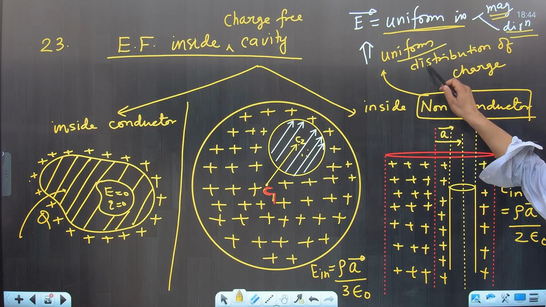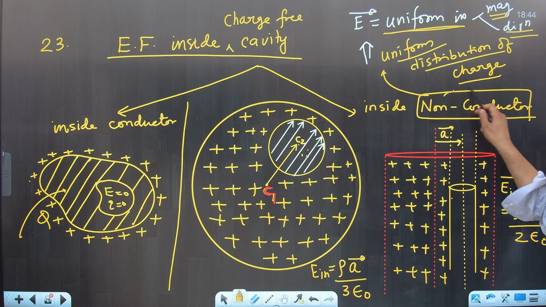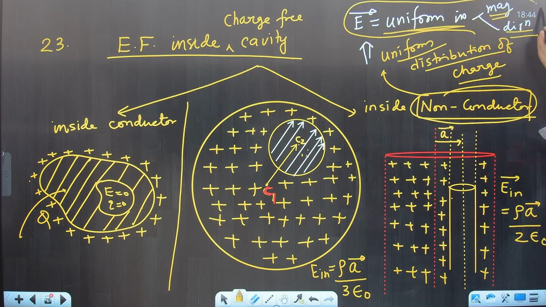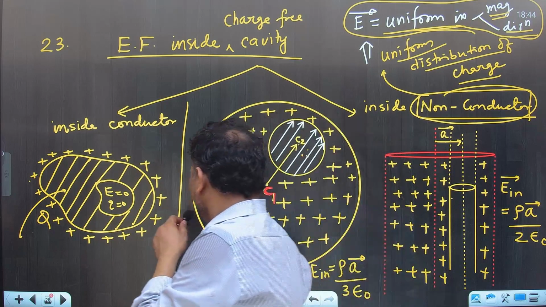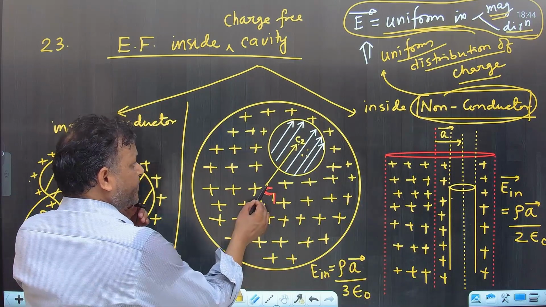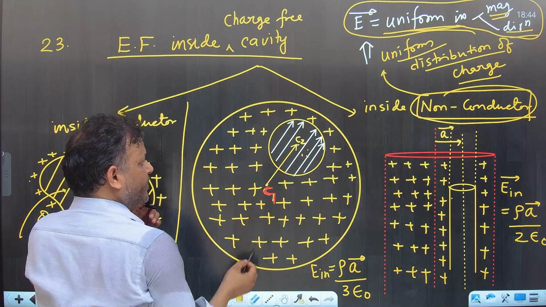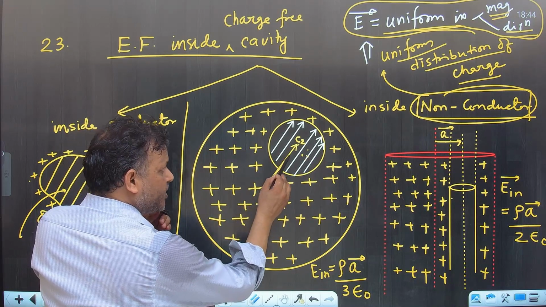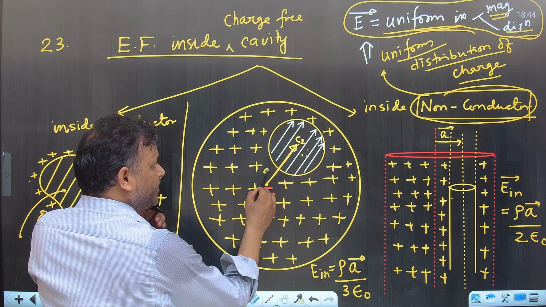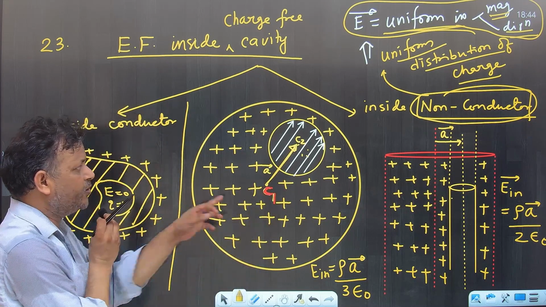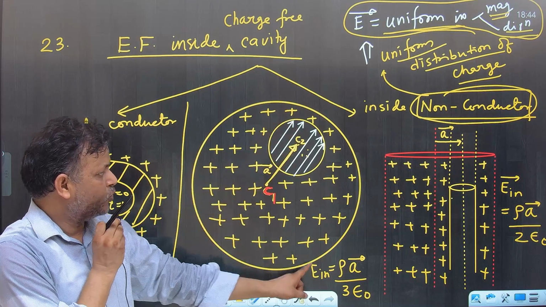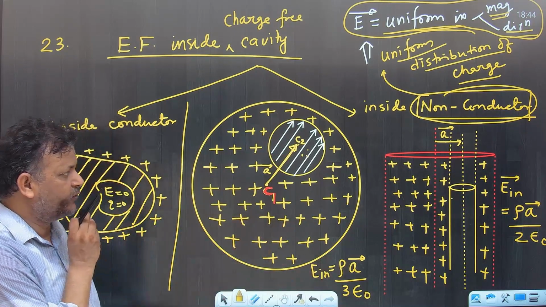So a uniform distribution of charge in a non-conducting sphere, and inside the cavity you get a uniform field, uniform in magnitude as well as direction. What will the answer be? There is center C1, there is center C2 of the cavity. The electric field inside this cavity will be parallel to the line joining C1 C2. If C1 C2 vector is A vector, then the electric field inside the cavity will be rho A by 3 epsilon 0 in the case of a sphere.